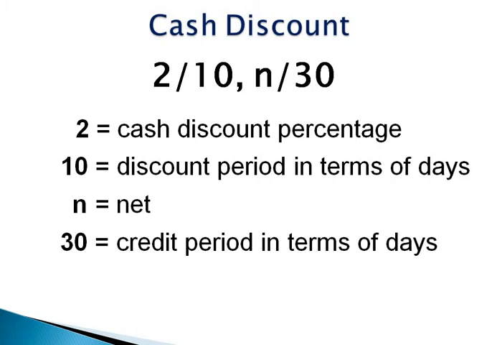So what does this 2/10, N/30 mean? The buyer will get a 2% discount if he pays within 10 days from the invoice date or the date of purchase. If he pays after the 10th day, he will get no discount. Now you know why I prefer to think of N as no. But whether he likes it or not, he has to pay within 30 days from the date of purchase or invoice date.